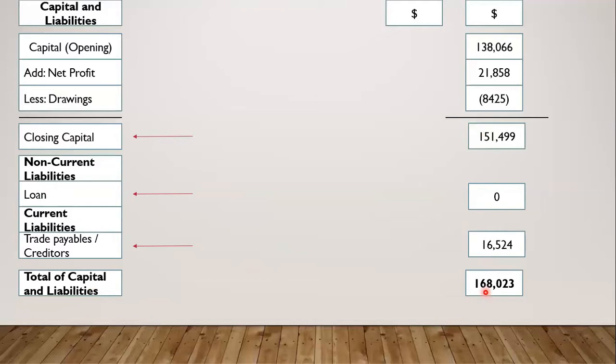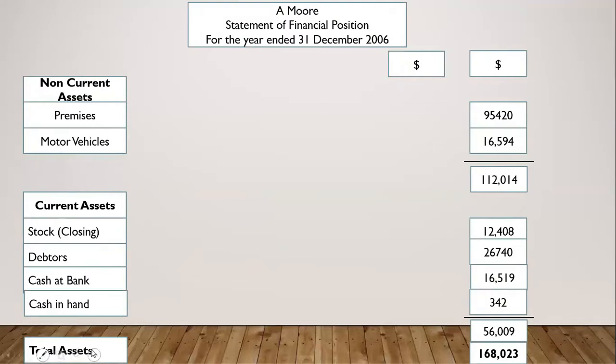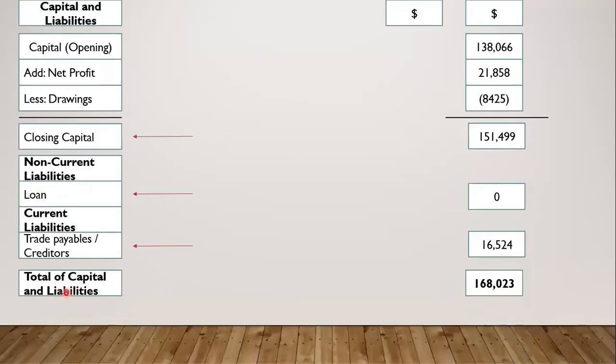So this is the end of my statement of financial position. As a check, I'll go back to my previous section and see if this matches the value of the assets. If you go back, you see the value of total assets is again the same. So this means that our balance sheet is 100% correct. There is no error. Assets are equal to the total of capital and liabilities.